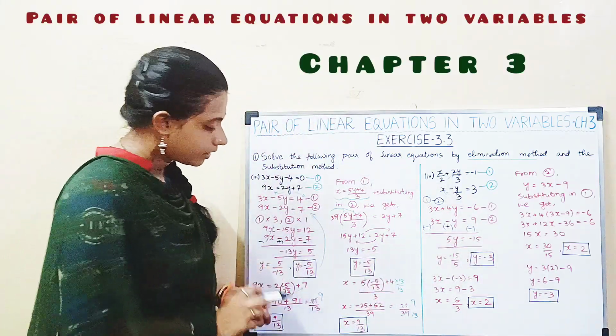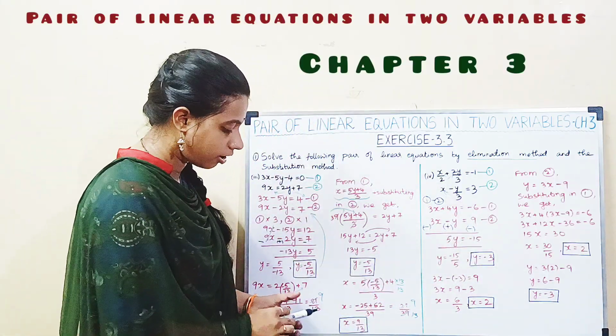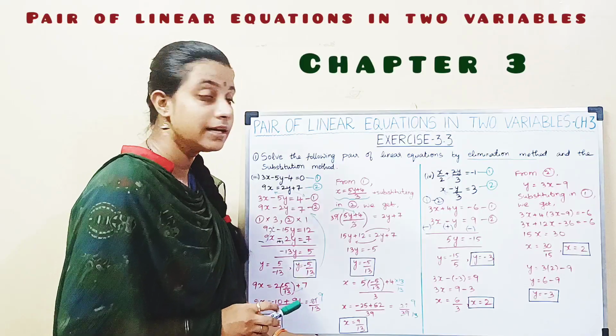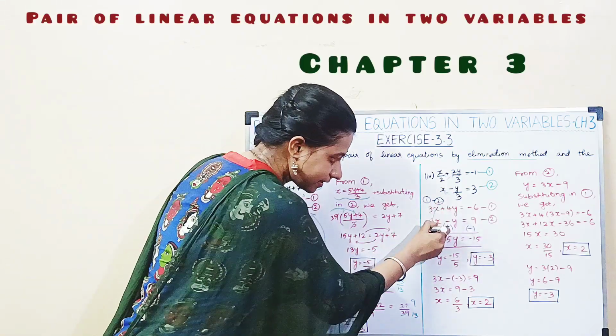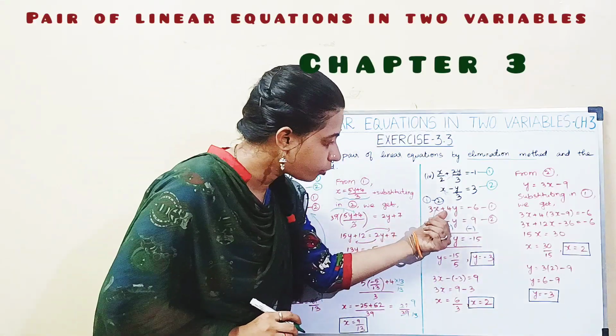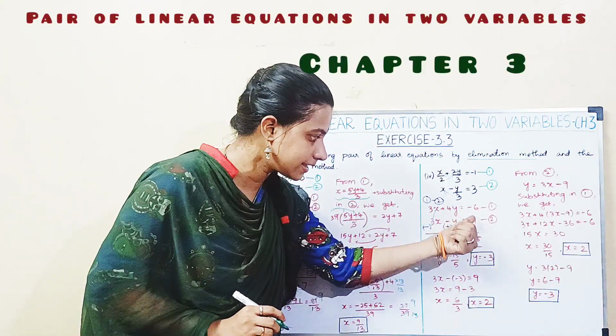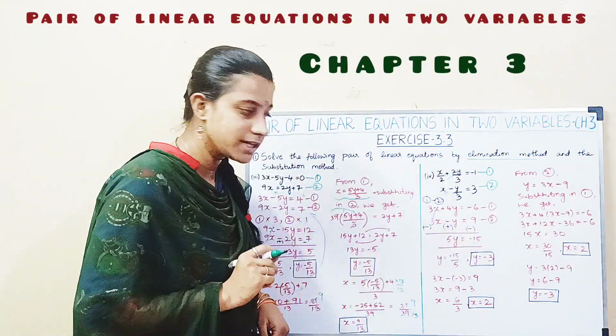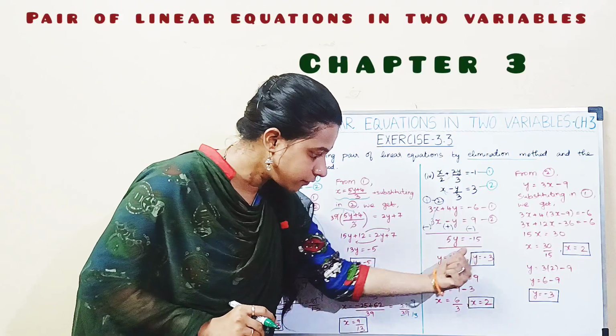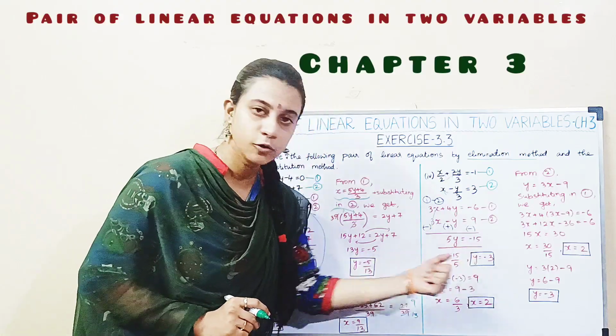So what will happen? The x term will get cancelled, or we can say the x term will get eliminated. 3x minus 3x, this term will get eliminated. 4y plus y is 5y, and minus 6 minus 9 is nothing but minus 15. So y equal to minus 15 by 5, and y equal to minus 3.